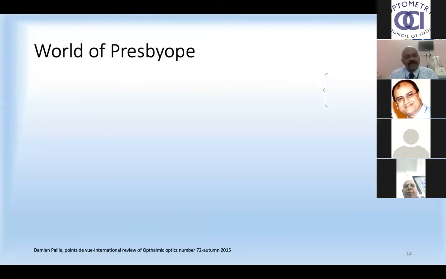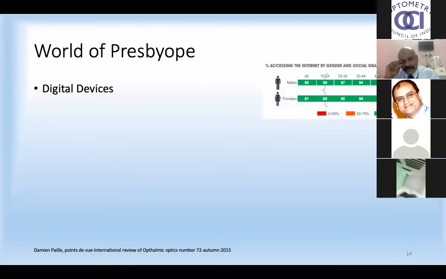So before we can go any further, we also had to understand the world of the presbyope, the emerging presbyope, who have a lot of different types of visual needs and profile compared to what it was before. They use a lot of digital devices. Studies show the age-wise distribution of accessing the internet, from 25 to 34, 35 to 44, till 64 years of age, nearly 90% of people use digital gadgets, both male and female.